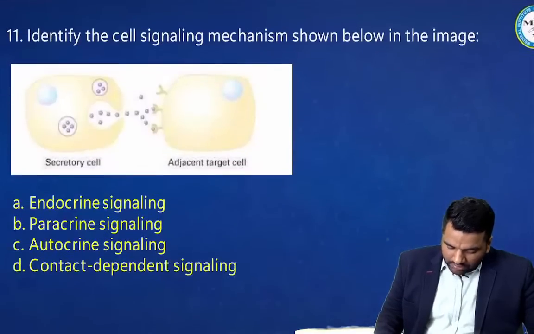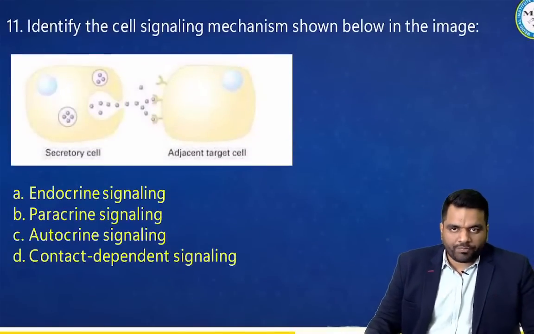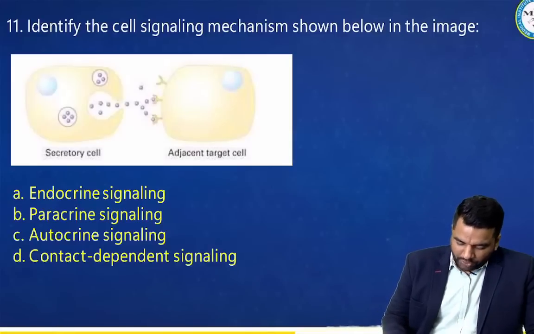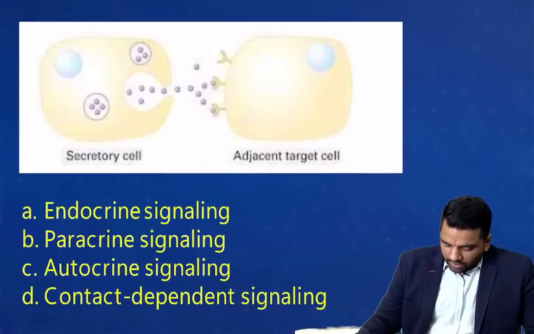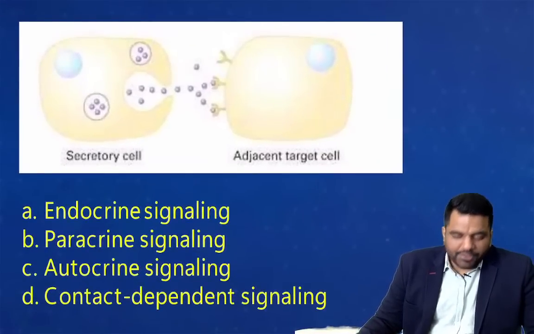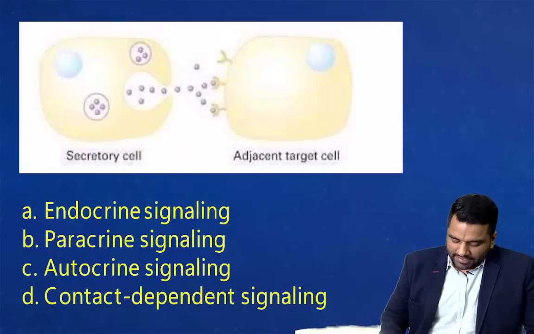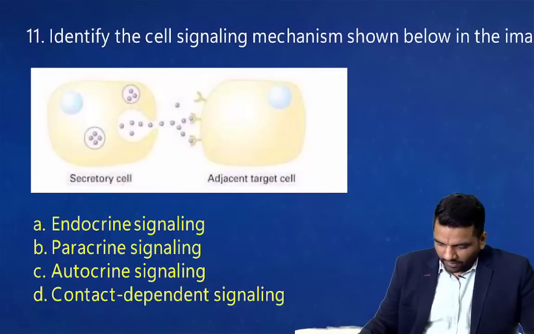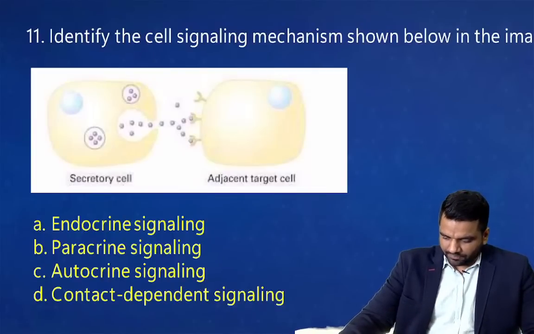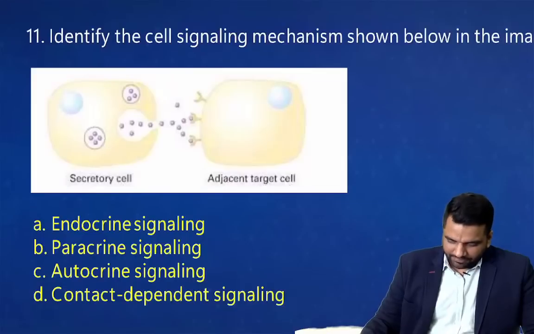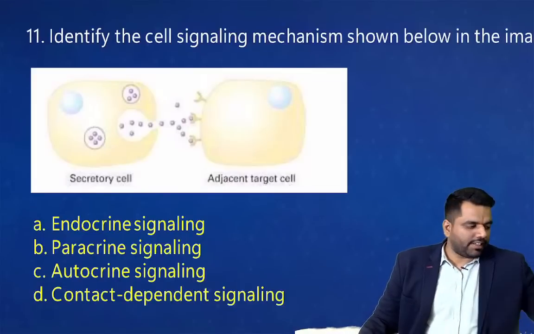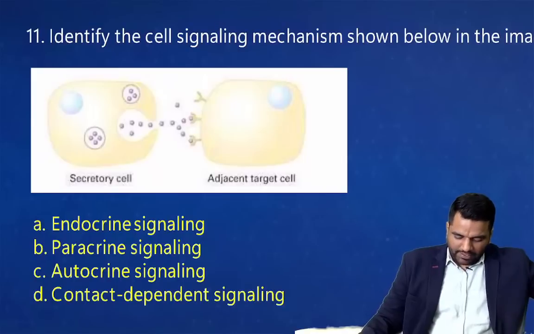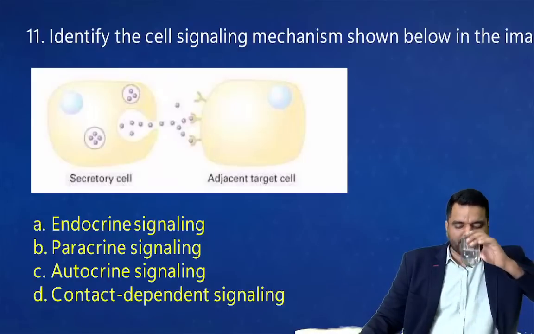Now question number 11: identify the cell signaling mechanism shown below in the image. I am going to zoom in on this image for you. Please see which type of cell signaling this is. Please answer me. Question number 11: identify the cell signaling mechanism shown below in the image.